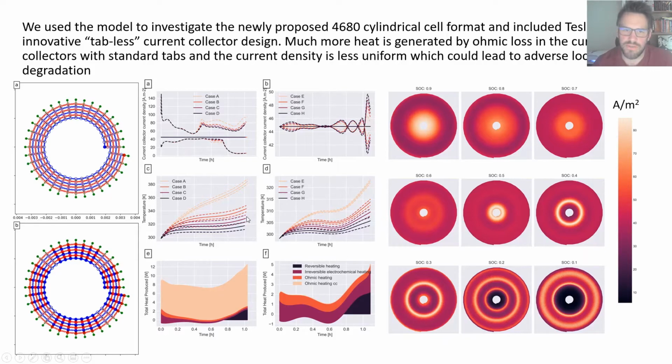So you can see at the end of discharge here for the standard tabs, worst case scenario where you've got minimal heating, you can get up to about 80 degrees higher than your initial starting temperature, whereas with the Tesla tabs it's more like 20, 25, which is quite a significant difference.